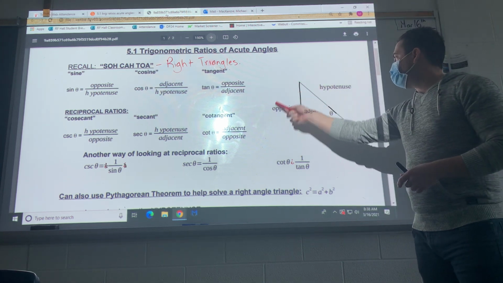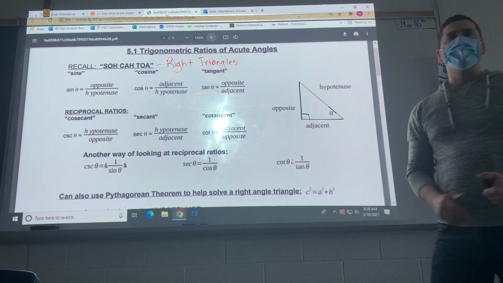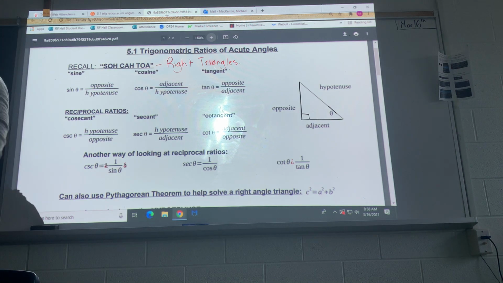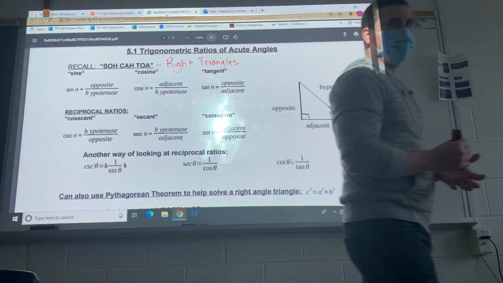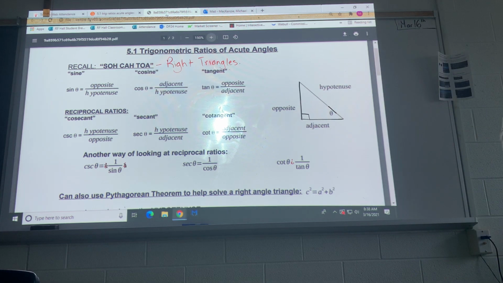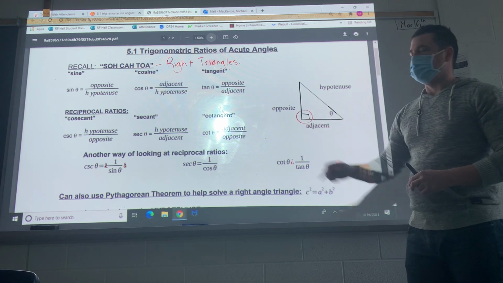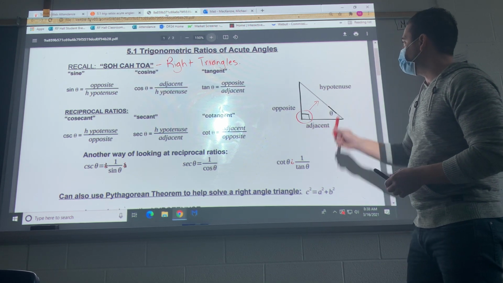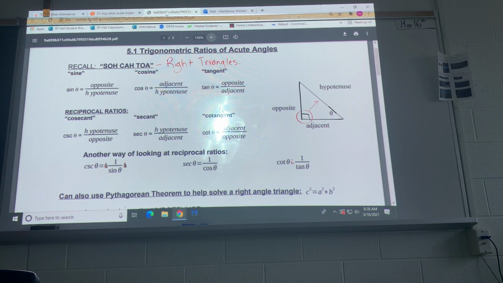So we have a right-angled triangle here. To label the sides, I always start with the hypotenuse. Where is the hypotenuse always located? Opposite of the right angle. So we have a right angle here, which is 90 degrees, and across from that 90 degrees is always your hypotenuse.